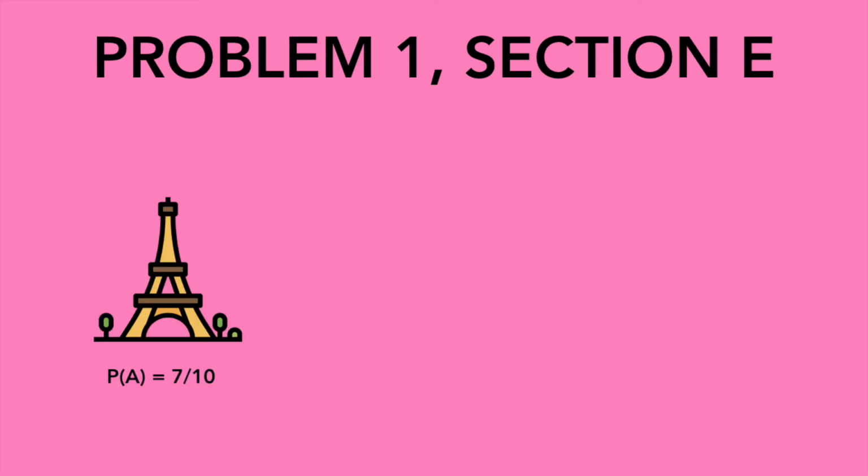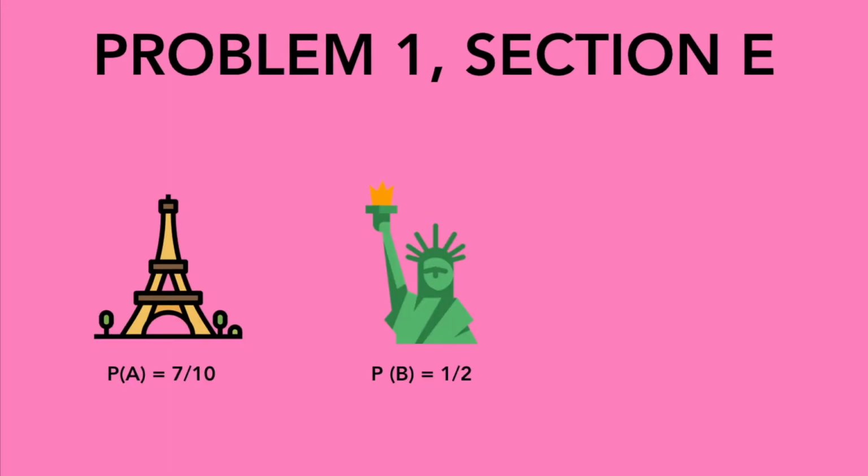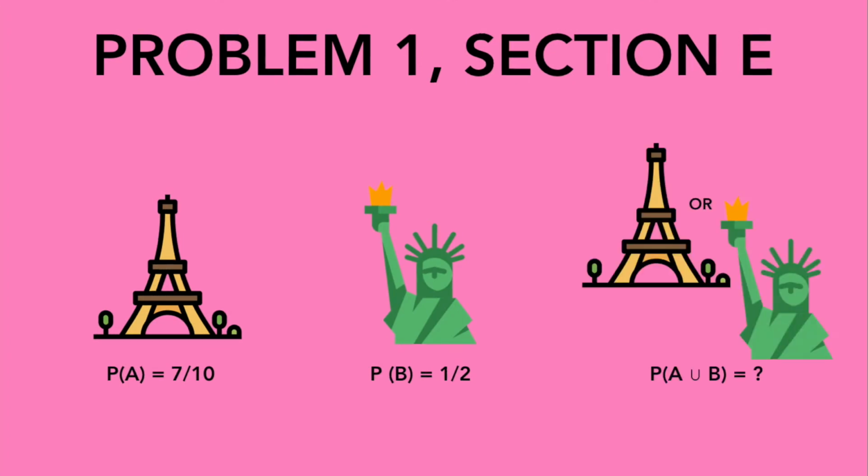For problem 1, section E, we're given the probability of a person traveling to Paris and the probability of a person traveling to New York. We must find the probability of a person traveling to Paris or New York.